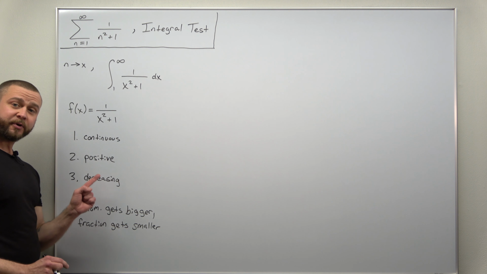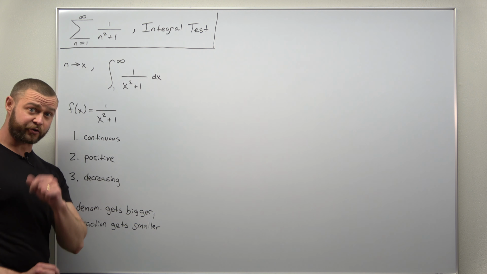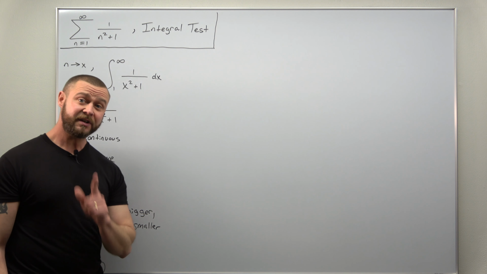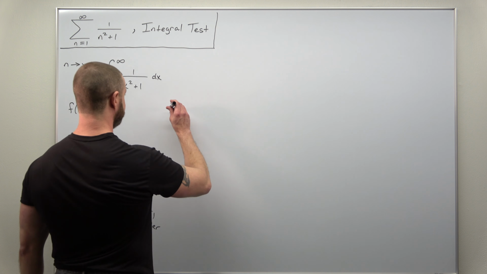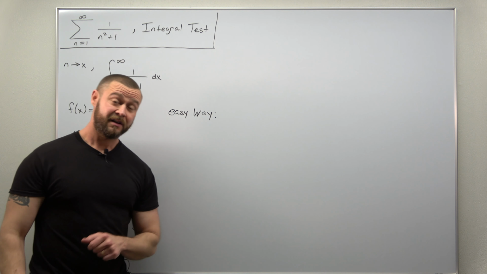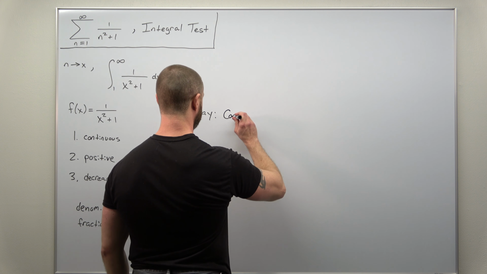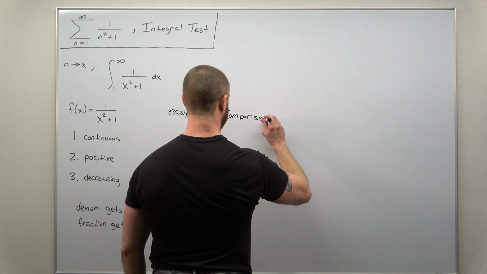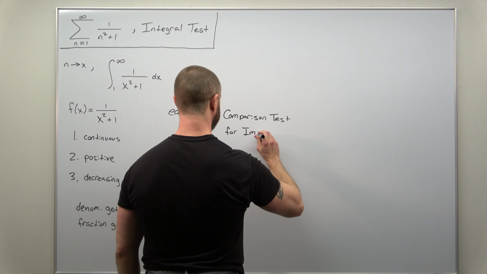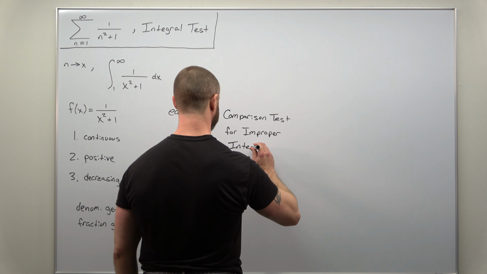All right, great. All three of the conditions are met for the integral test, which means we can now apply the integral test. So we're going to determine if this improper integral converges or diverges. The easy way that we're going to do this, you can just apply the comparison test for improper integrals. And that was probably a few sections ago, but not too far ago, in your Calc 2 course.